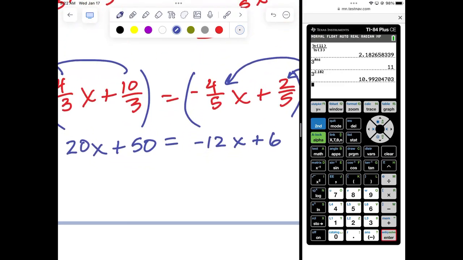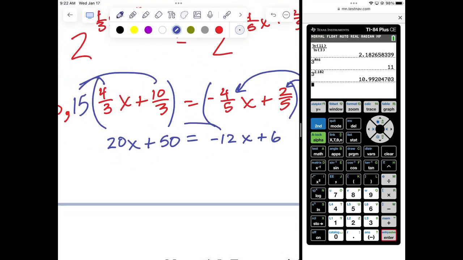So now let's just collect x terms on the left. So the 12 comes over, combines with the 20 to give us 32x. The 50 comes across over here and gets subtracted from the 6. So we get negative 44. Something like that. Check my math, right? Negative 50 plus 6 is negative 44. Yeah. And then 20 plus 12 is 32.